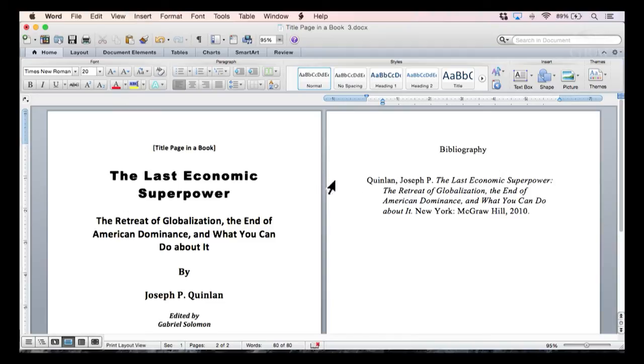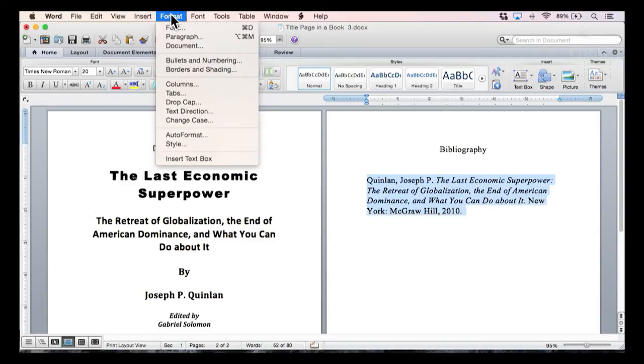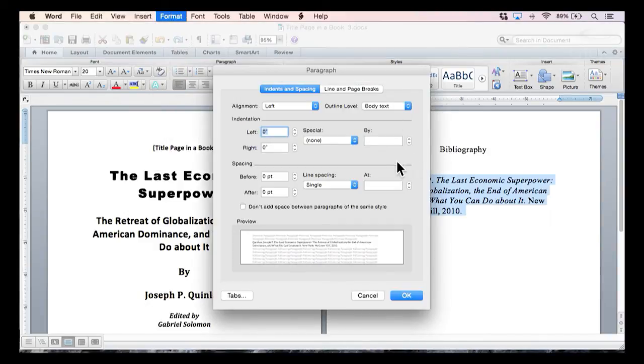What you don't want to do is what I just did, and that is play with the indentions, because when you do, it'll mess it up for you. Instead, I'm going to go back. Do you remember where I did this? Go to Format, go to Paragraph, and go back to Hanging Indention.